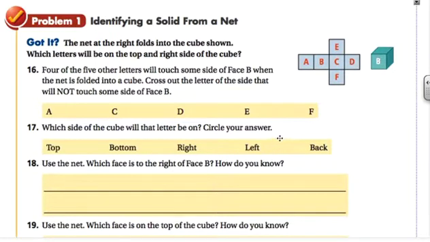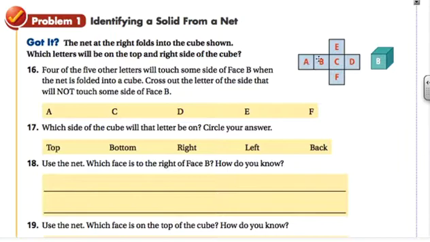The net at the right folds into the cube shown. Which letters will be on the top and right side of the cube? Well, this one, side B is going to become the front of our cube, and it says 4 of the 5 other letters will touch some side of face B when it's folded into a cube. Cross out the letter of the side that will not touch side B or face B.